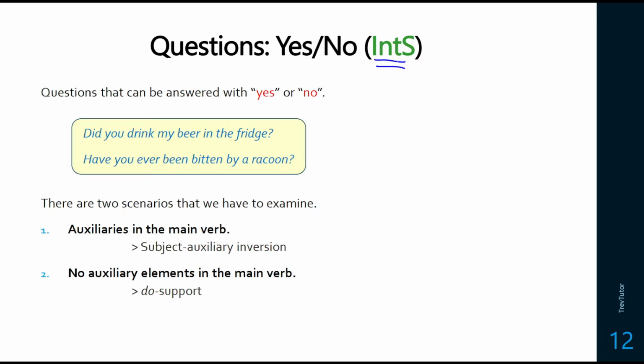So, these are did or have questions. So, did you drink my beer in the fridge? Have you ever been bitten by a raccoon? These are questions that can be answered with either yes or no. So there's two things we have to consider. One, if we have auxiliaries in the main verb, what do we do? And if we don't have auxiliaries in the main verb, what do we do? So let's talk about the first case here.